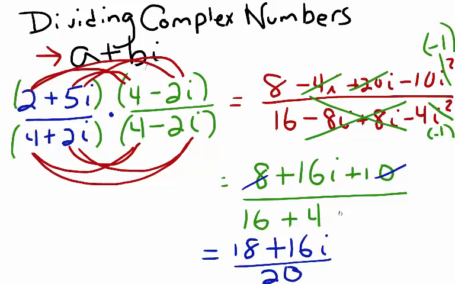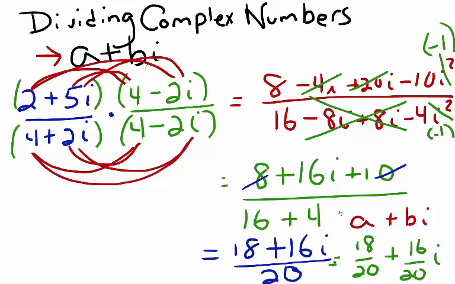And then it's necessary for us to put this in the a plus bi form. In order to do that, I can break up my fractions so that I have 18 over 20 plus 16 over 20i. Now we're almost finished. All that we have left to do is to reduce our fractions to lowest terms.